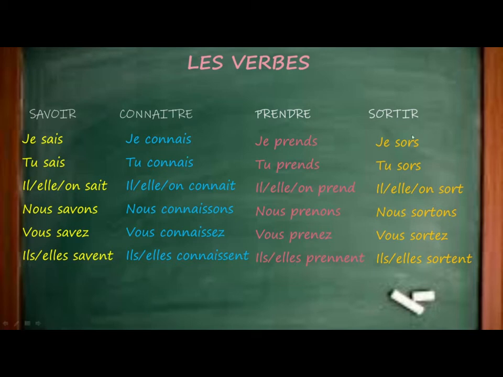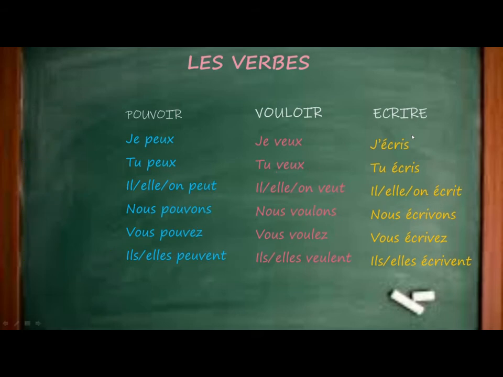Likewise. Now we'll go for the last three verbs: pouvoir, vouloir, écrire. Pouvoir means can or able to as a verb. But when you have it as a noun, le pouvoir, it means the power.